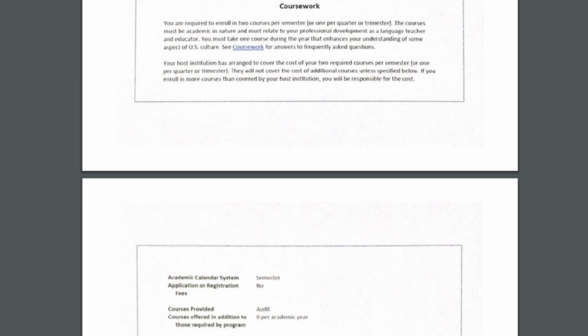There's another thing that I want to talk about, which is coursework, because you are required to enroll in 2 courses per semester or 1 per quarter. The courses must relate to your professional development as a language teacher, and one of them should be about the American culture. So as you can see on this page, it says audit. It can be different for you because it changes from university to university again. So for some of my fellow FLTAs, it was credit, and for some others, it was audit like mine.